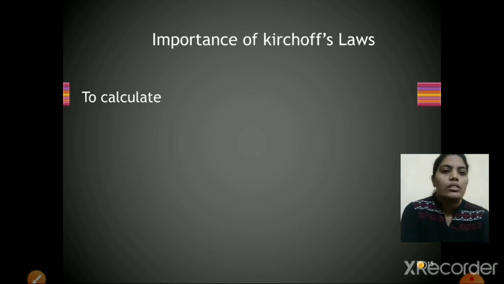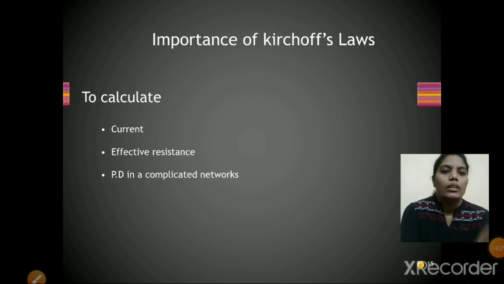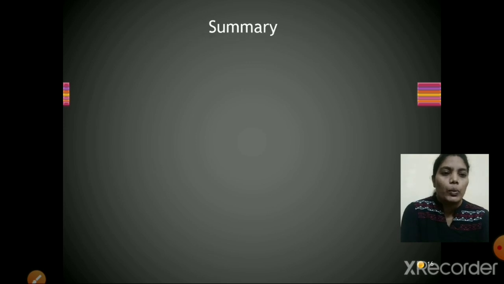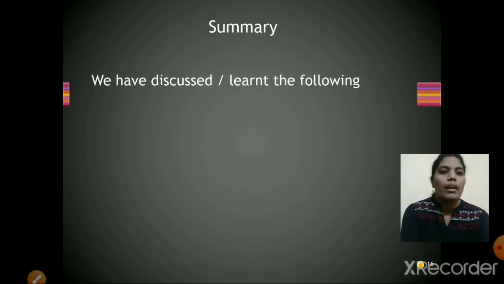Now what is the importance of these Kirchhoff laws? We can use these Kirchhoff laws to calculate the current in the electric circuit and the effective resistance, and also we can calculate the potential difference in complicated networks. So what we learned in this session, let us summarize.